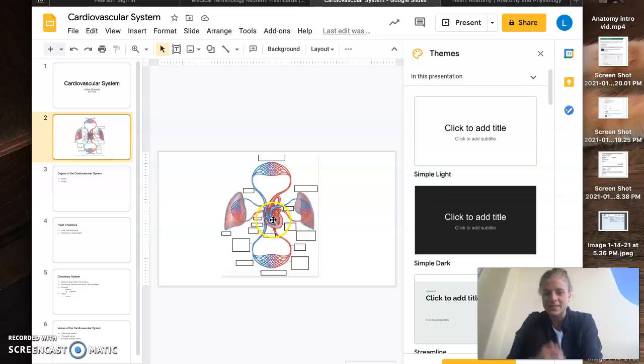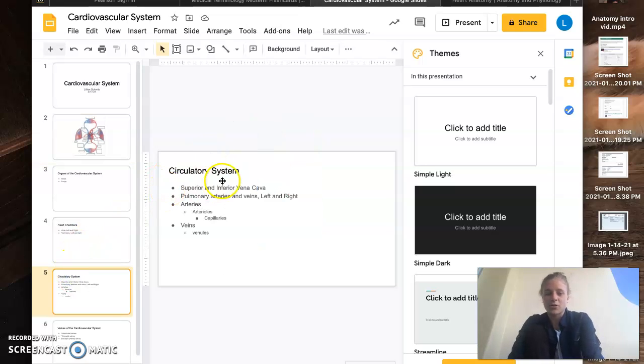The purpose of these: the atria are the receiving chambers for blood, and then we've got the ventricles, which are the chambers of the heart that deliver blood to the lungs and the rest of the body.